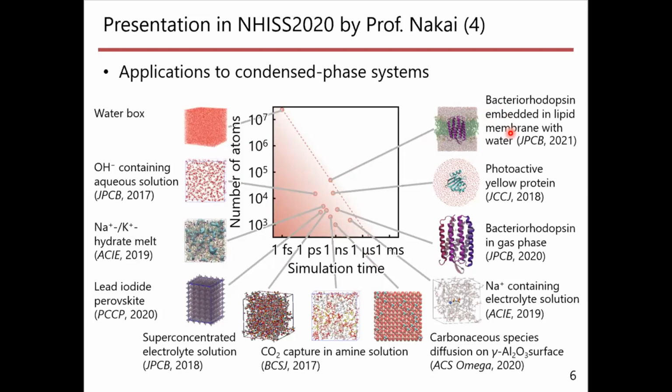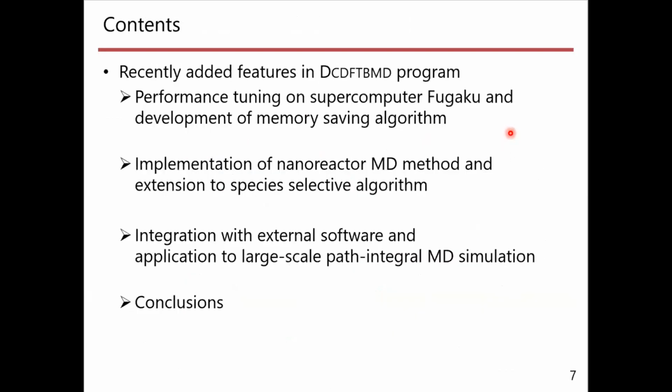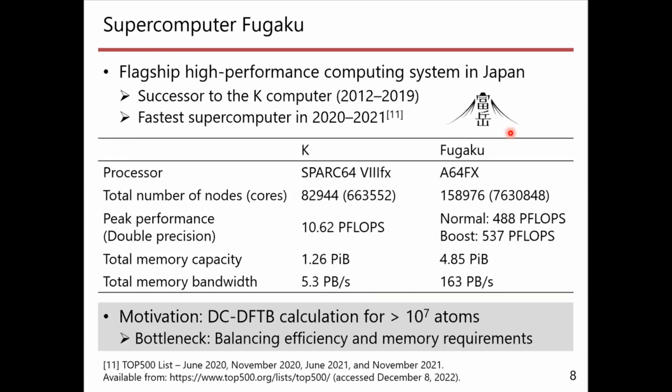And we have applied the DCDFTBMD code to solution, battery electrolyte, biomolecules, and solid surface systems. This graph shows the accessible system size and the simulation time by the massively parallelized DCDFTB method. Several examples were already presented by Professor Nakai. The largest case was to unveil the proton transfer mechanism of bacteriorhodopsin embedded in a lipid membrane with water, where approximately 50,000 atoms were fully treated quantum mechanically.